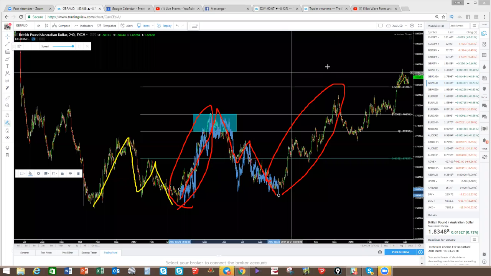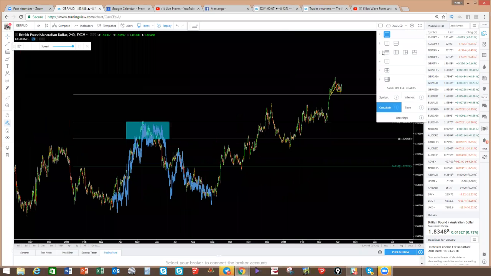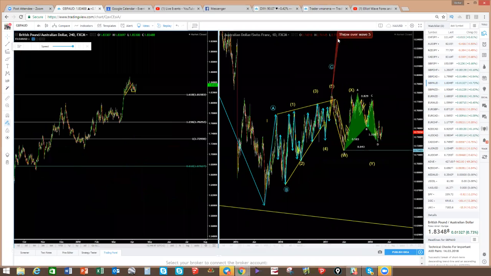Okay, so now let's compare pound AUD and pound CAD. And there's a reason why I want to do that. Let's switch everything off here for now. On the right hand side will be pound CAD.